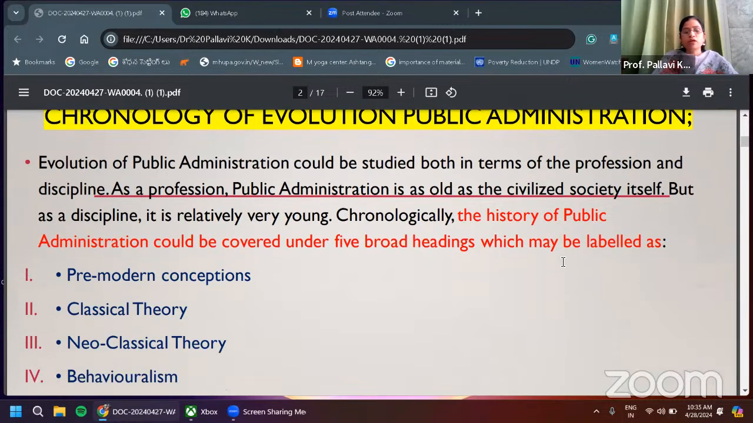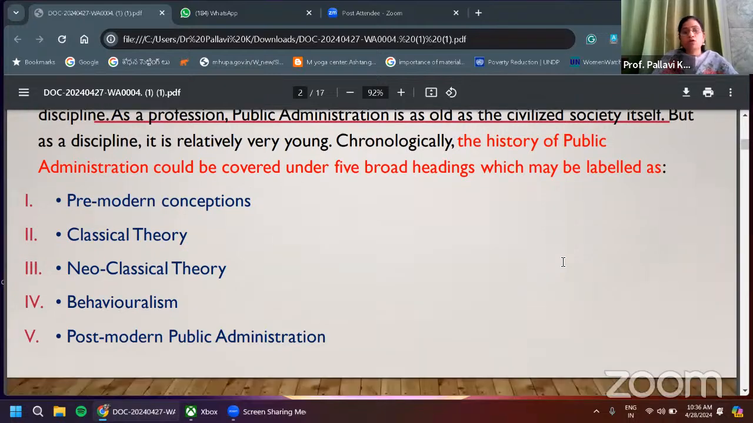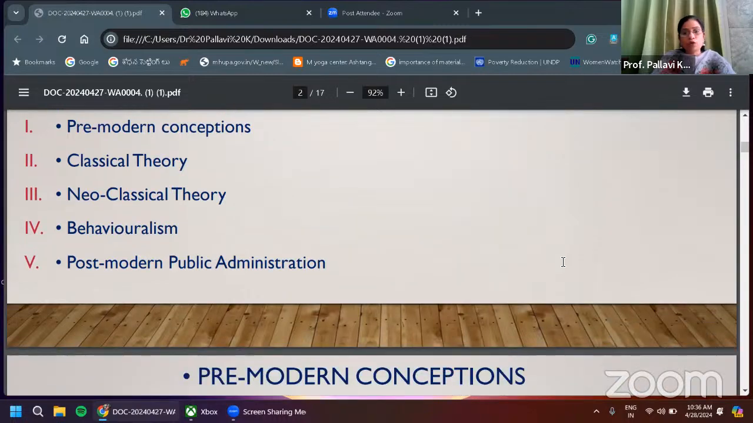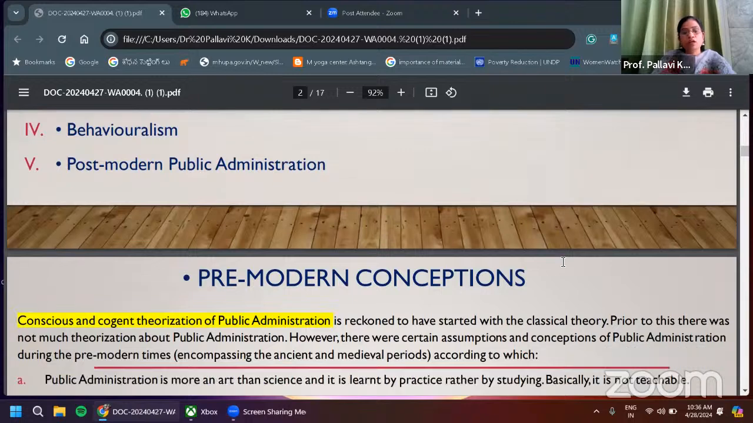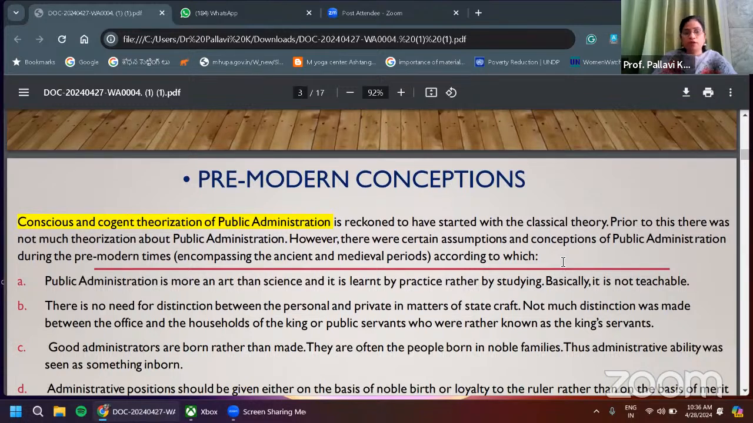The history of public administration is divided into five broad headings: pre-modern conceptions, classical theory, neoclassical theory, behavioralism, and postmodern public administration. Theories are the basis of any subject or discipline, so let us see how public administration has evolved over a period of time.